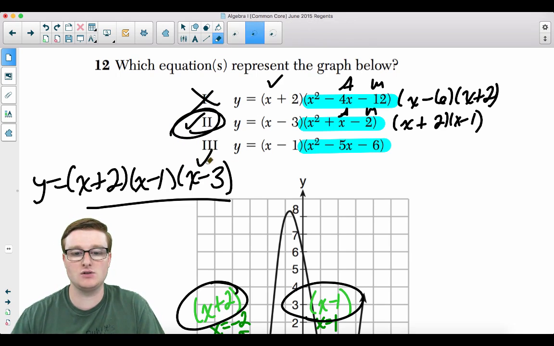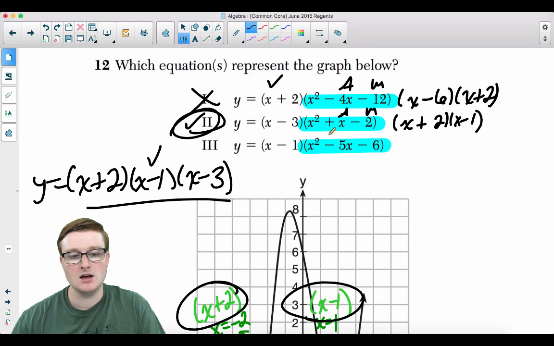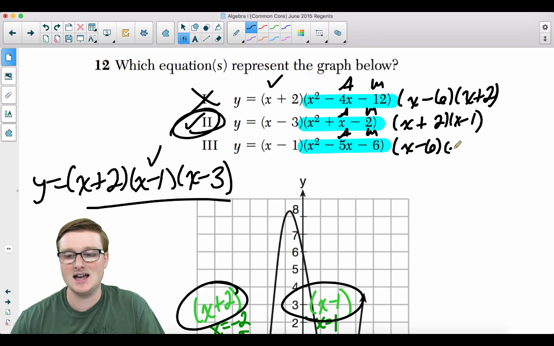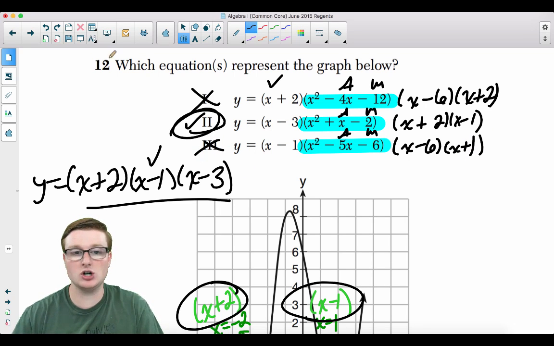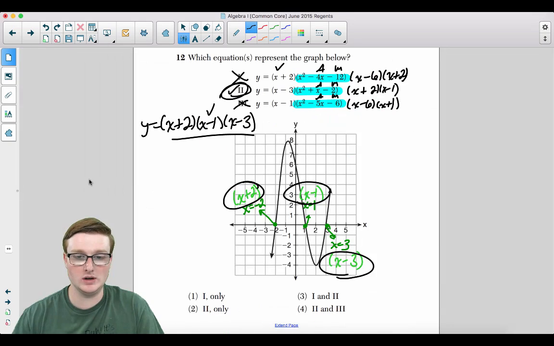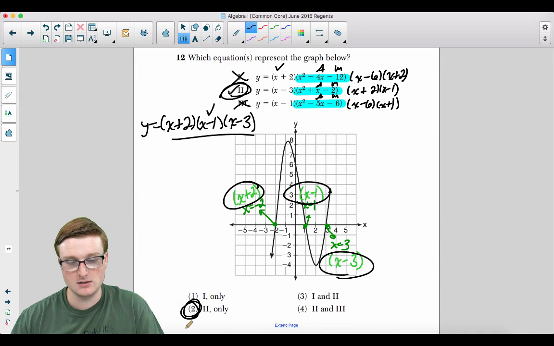And let's figure out if 3 works. So we're given x minus 1. We're looking for x plus 2 and x minus 3. What adds to negative 5 and multiplies to give you negative 6? That is x minus 6, x plus 1. And that is not correct. So your correct answer is going to be choice 2. Bingo!